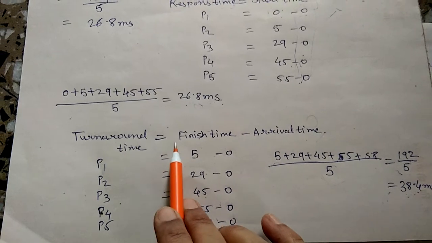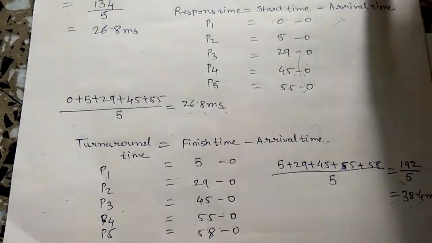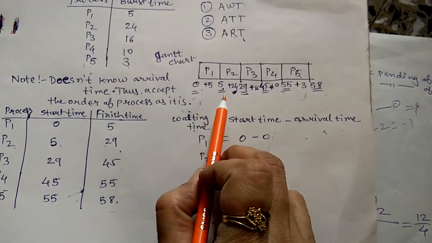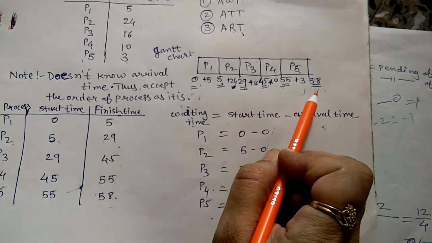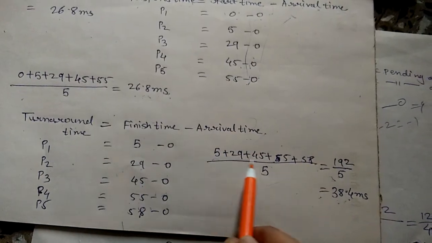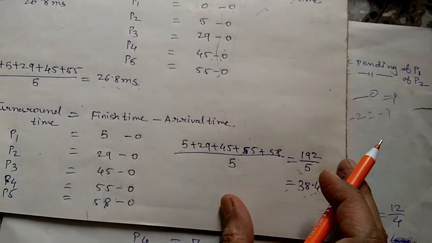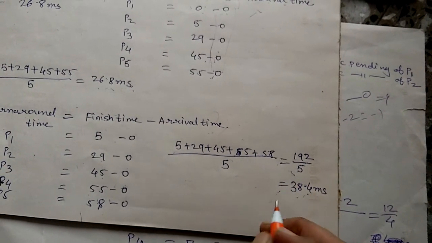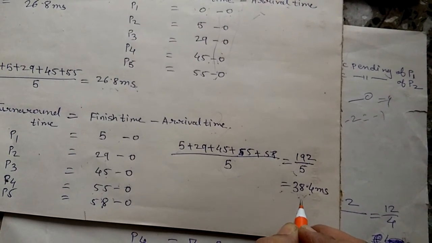So turnaround time is equal to finish time minus arrival time. Through the Gantt chart we have seen what the finish time is for each process. See here, finish time for P1, P2, P3, P4 and P5. So the same finish times I have considered here. Just do the total as it is, 5 plus 29, 45, 55 and 58. And now we got the total, that is 192, then whole divided by 5. So we got the value, that is the average turnaround time is 38.4 milliseconds.